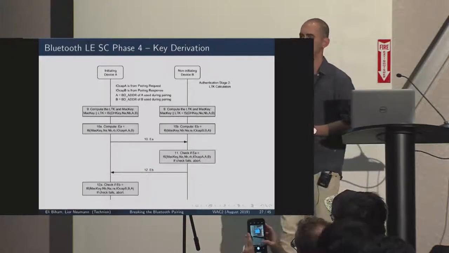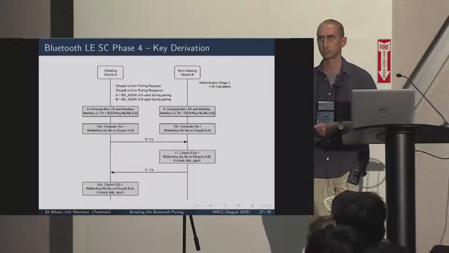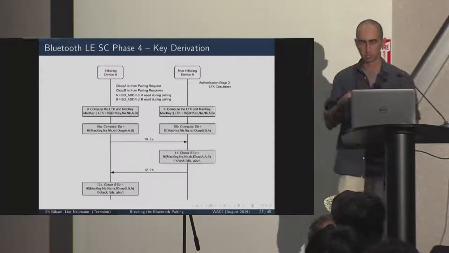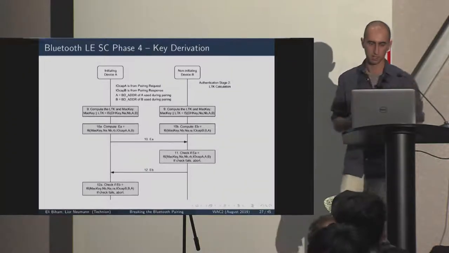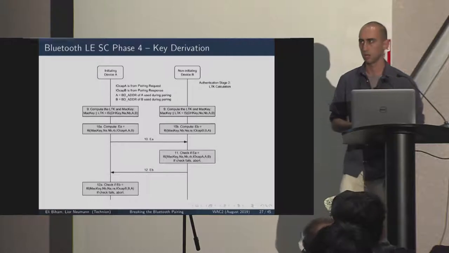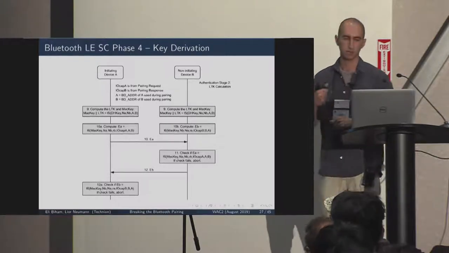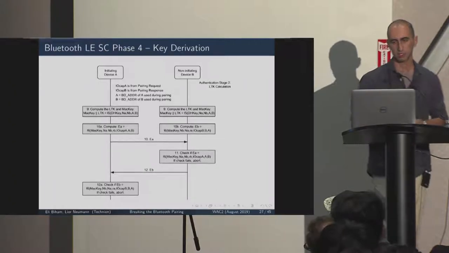How could we improve this success probability of a quarter? We want to do something better. So how could we get a better success probability? In order to do that, we first have to introduce ourselves to the key derivation phase.